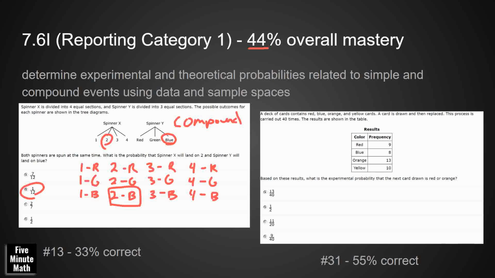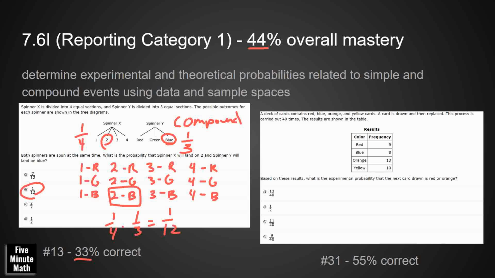Now, for those of us that know, when you're doing compound probabilities like this, you can actually multiply the fractions. So what is my fraction of getting the 2 that I need on spinner X? Well, 1 out of 4 possible choices. What is the fraction that represents the chances of me getting a blue on spinner Y? Well, 1 out of 3 possible choices. 1/4 times 1/3, when we multiply fractions, you just multiply straight across and you get 1/12. So that's that one. But as you can see, 33%. That's not far above guessing.